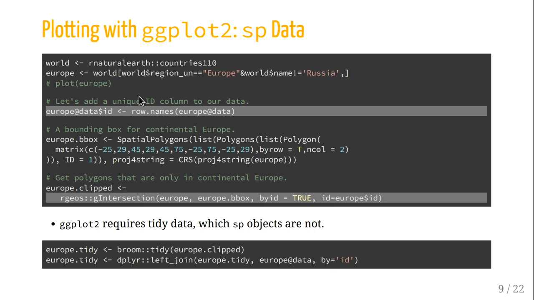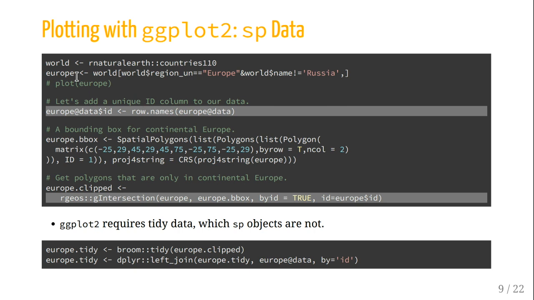So we saw some plots with base plotting. Now let's move on to ggplot. With base plotting, I can just take that sp object and start plotting it, call the plot method. With ggplot, it's not that easy, especially for sp. You need to convert that data into what is known as the tidy format before you can plot it.